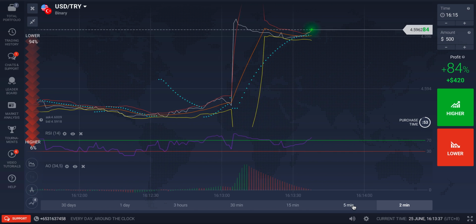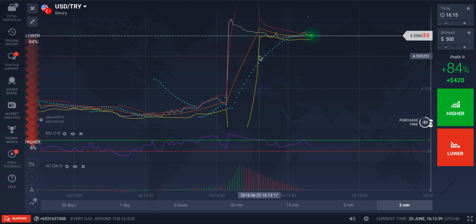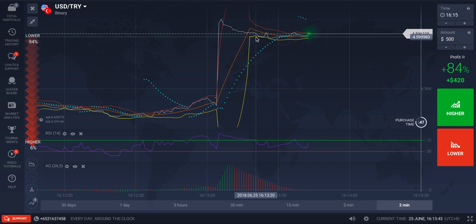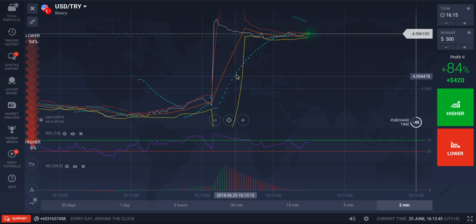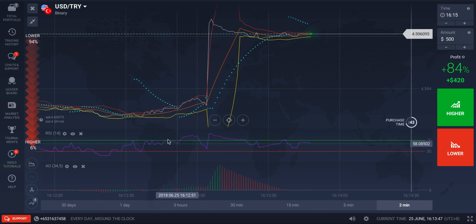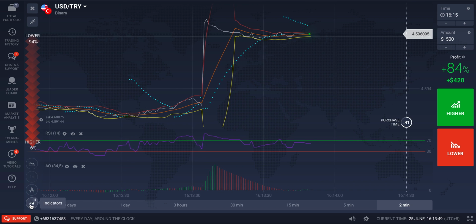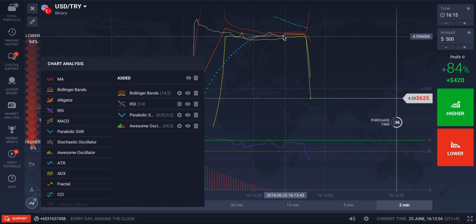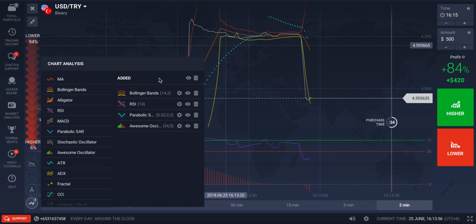So as you have seen, I'm using a couple of technical indicators in my trade. The Bollinger Bands, the bands up here, and I've got the relative strength indicator, as well as the awesome oscillator down below, and the parabolic indicator, which is the blue dots that you see here.